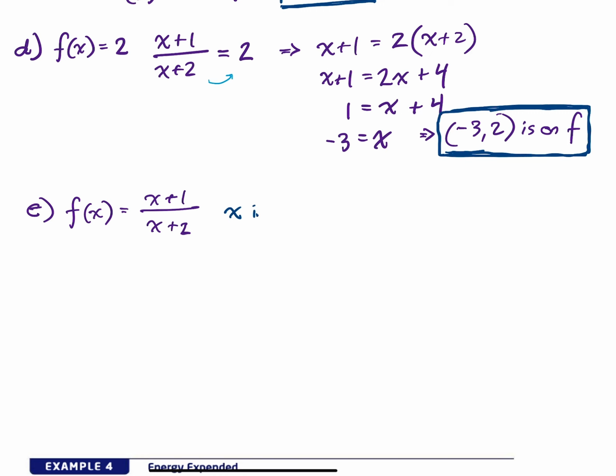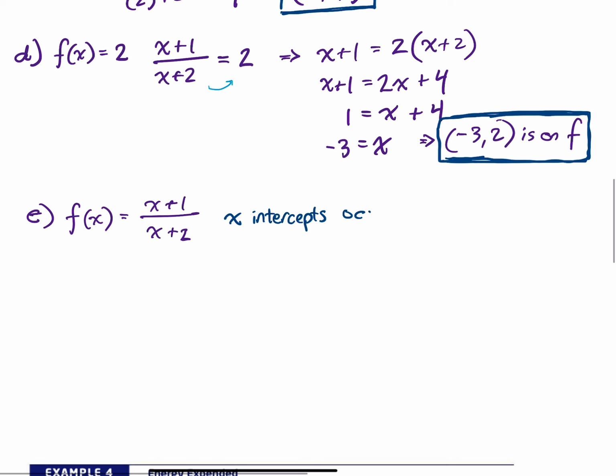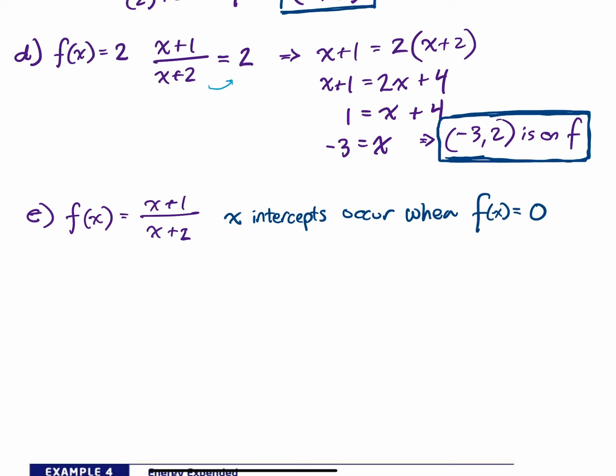So we can say x-intercepts occur, to use function notation, when f of x is equal to 0. When the value of our function is equal to 0. So just like in our last one, we can just set it equal to 0. Let me go ahead and write it out. So we can say x plus 1 over x plus 2 is equal to 0 and solve for x.